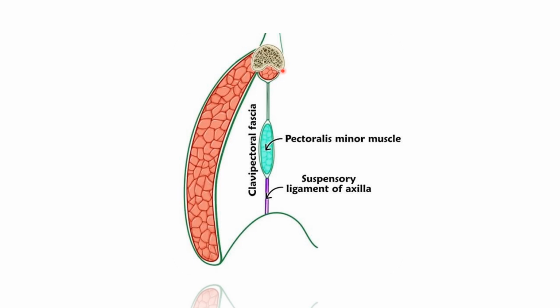The posterior lamina blends with the investing layer of deep cervical fascia, giving a boundary to the supraclavicular space. The point where this clavipectoral fascia splits into two layers and encloses the subclavius muscle comes under the infraclavicular space. So like this it is enclosing two spaces, supraclavicular space and infraclavicular space. These are the important features about the clavipectoral fascia.